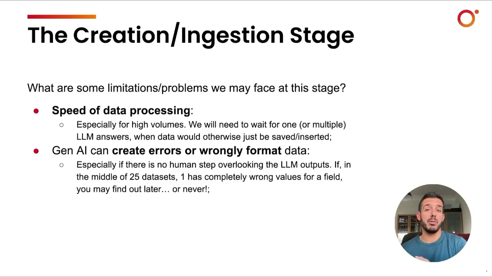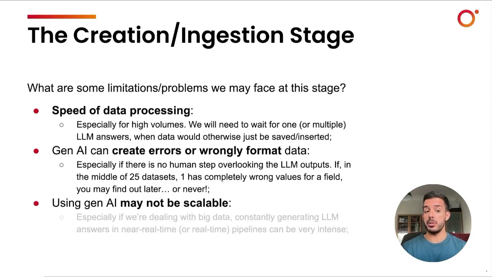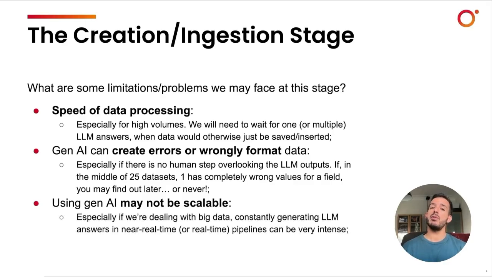You can also do this with fewer answers and fewer resources, but you're not going to have that transparency, right? So you want to define the risk level or risk tolerance that you have in this process. And finally, notice that using GenAI may not be scalable at all for your use case because, as we mentioned, especially if you're dealing with big data and constantly generating LLM answers in near real time or real time, the pipeline can be very intense, or it may just not happen at all, right?